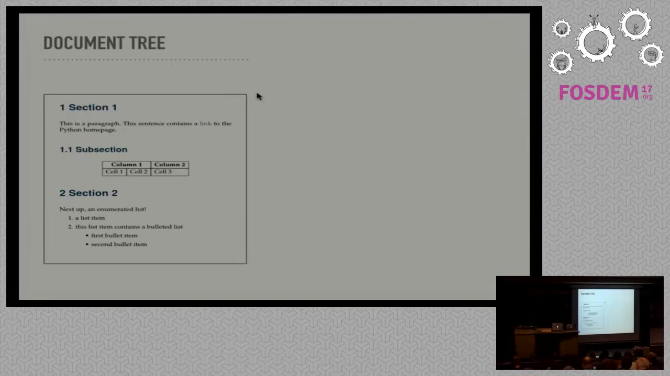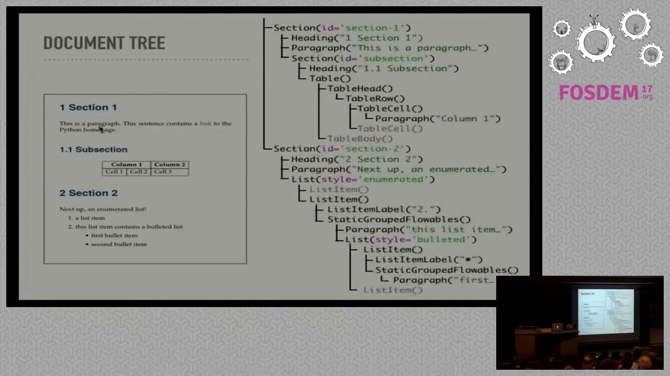So the front end creates a document tree, which is then transformed from its internal representation in rinohtype to another document tree. And this one, for this sample document, is displayed on the right. We have the 2 sections, each with a unique ID, a subsection, and you have the heading of the section, paragraph, table over here, and the list over here.